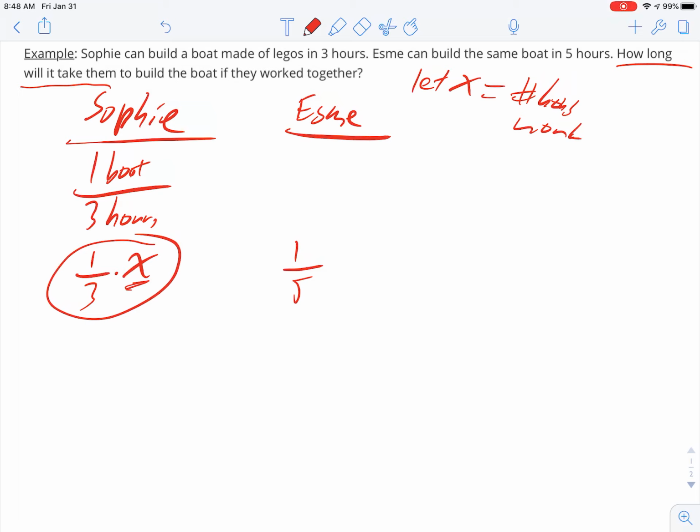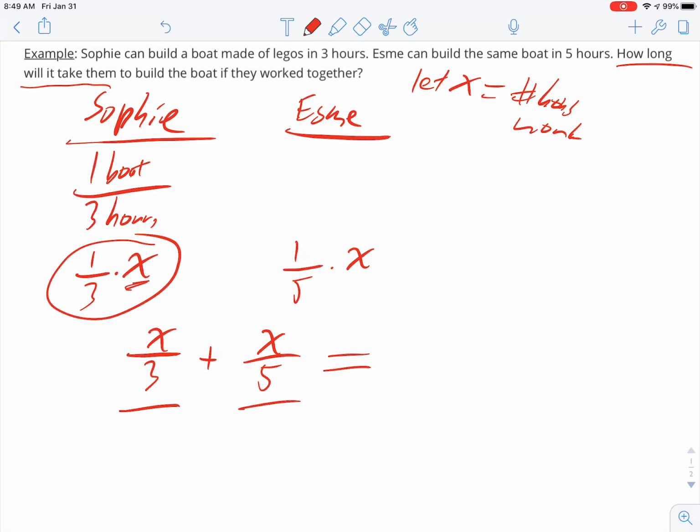Similarly, Esme works at 1/5 of a boat per hour. If we multiply that by the number of hours she worked, in this case X, that should tell me how many boats Esme made in that amount of time. So cleaning that up, Sophie's output, or boats made, could be represented by X over 3. Esme's can be represented by X over 5. But since they're working together, we want to add them together.